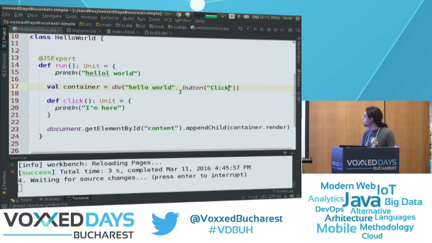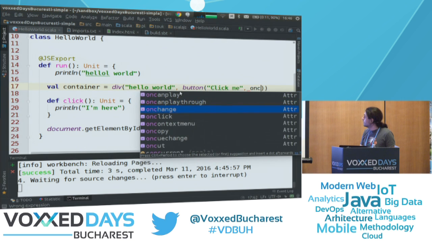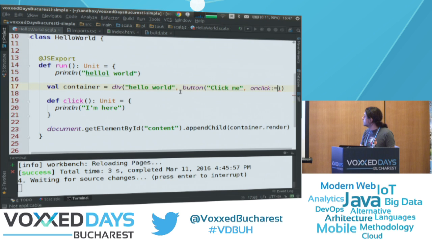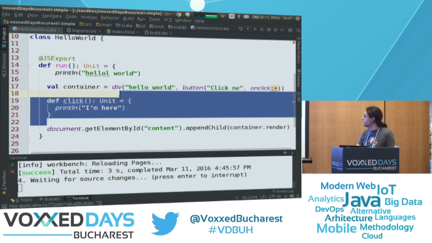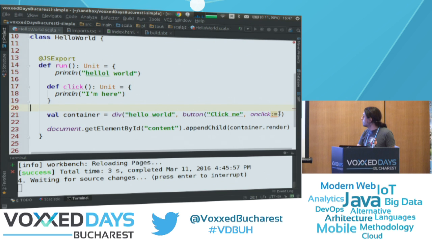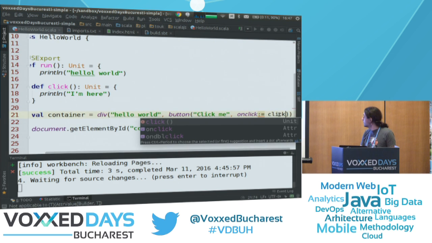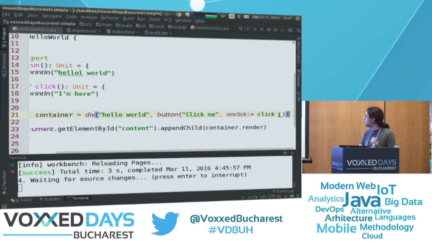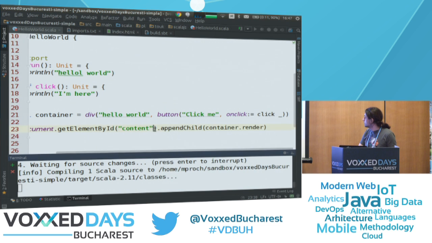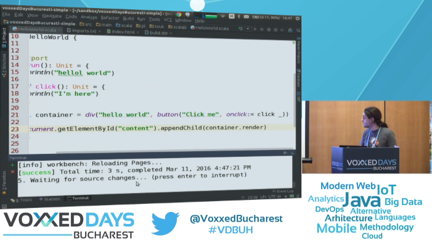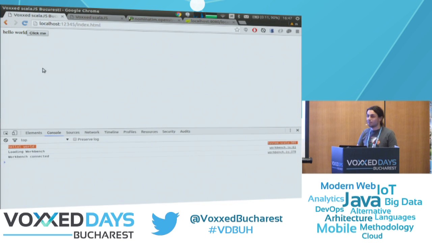Click me, and on click there's a method, and okay, I have to move this upward, and if I tell my DSL that I want it to invoke this function, we'll see, will it work? It's compiling, and it says success. So let's see, it's there. And if I click, it says "I'm here."